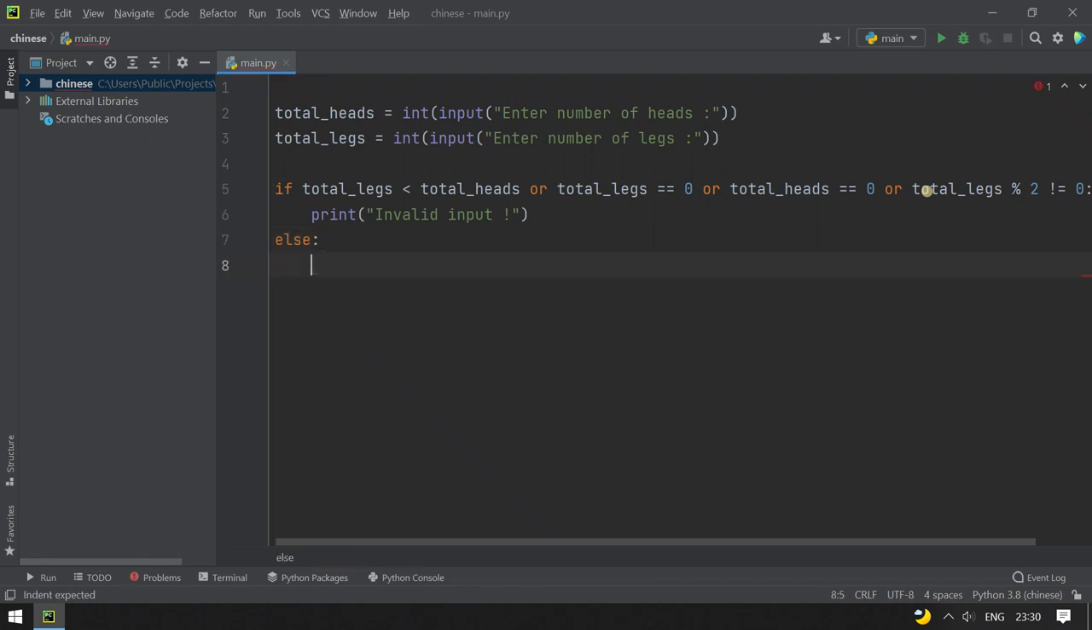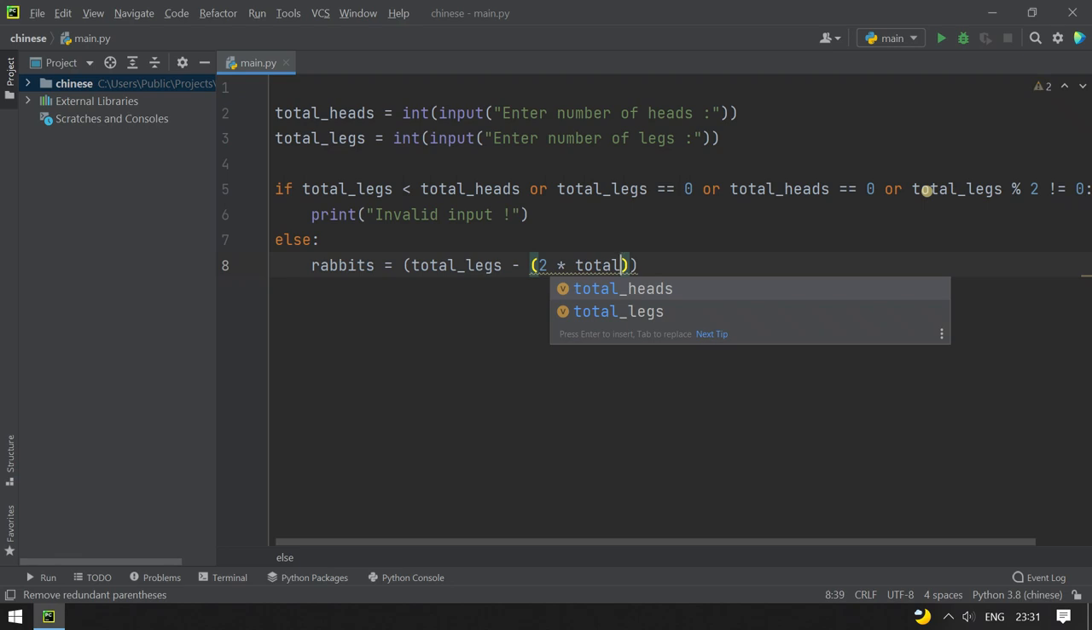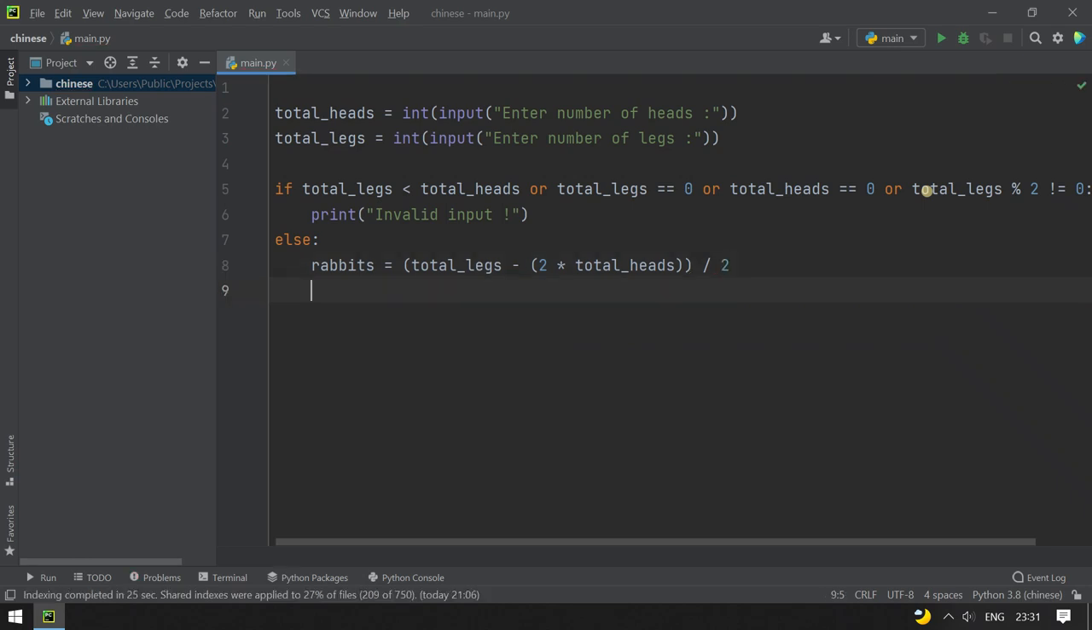Else you have to calculate the number of rabbits first. To calculate, there is a formula: rabbit equal to total number of legs minus 2 multiplied by total number of heads, and you have to divide it by 2. So this is the formula to calculate the 4-legged animal, and to calculate the chickens you have to just subtract the total number of heads by the number of rabbits.